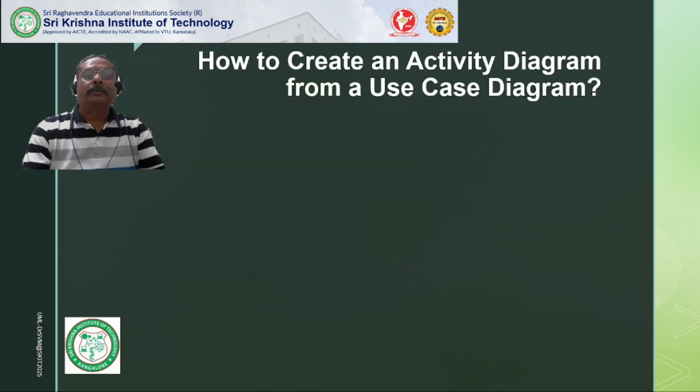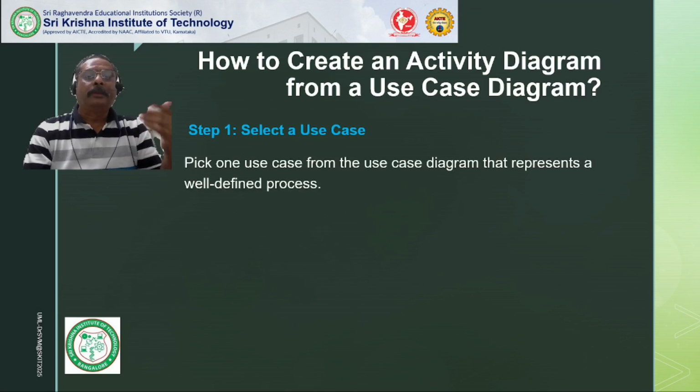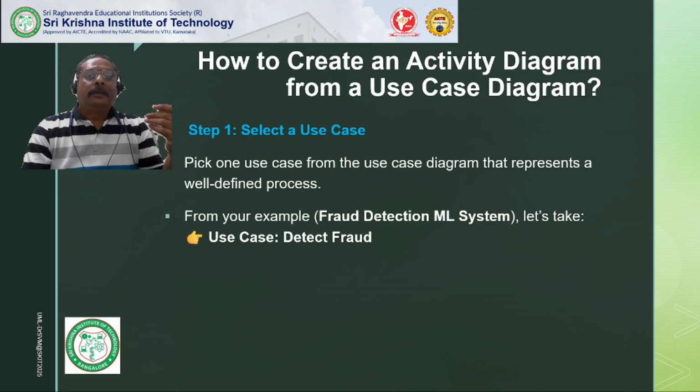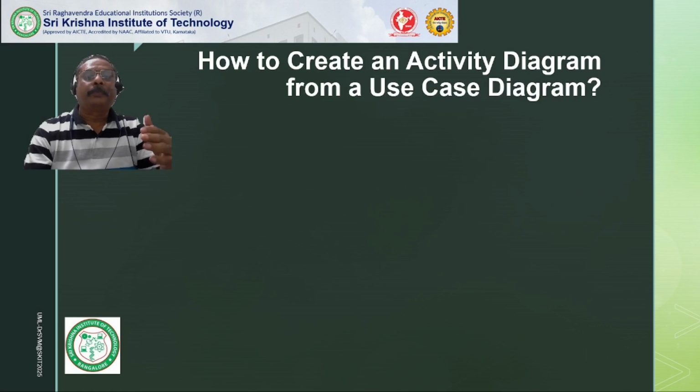Now the question is how to create an activity diagram. As discussed in the beginning, the first thing we have to write is a use case diagram. So again we'll continue with the same idea that we have a use case diagram, then from the use case diagram we try to create the activity diagram. The first step is to select the use case which you are trying to convert into an activity diagram. So pick one use case from the use case diagram that represents a well-defined process. From the example we were talking about, the fraud detection machine learning system, let us take one use case like detect fraud. Then step 2, break this into steps.